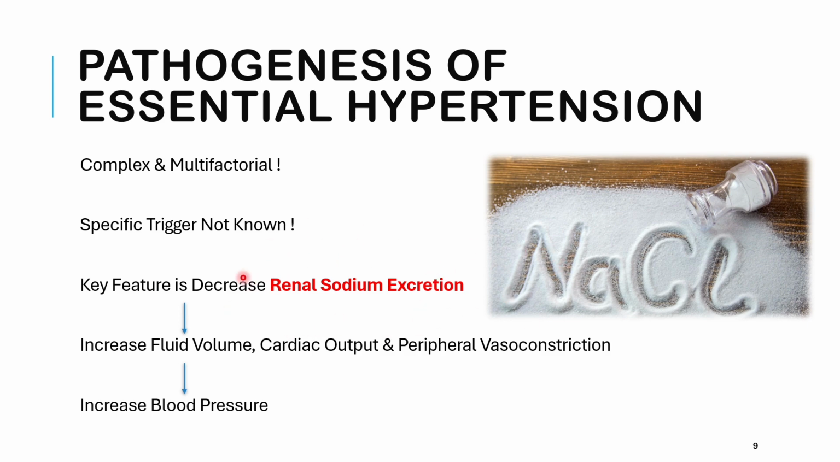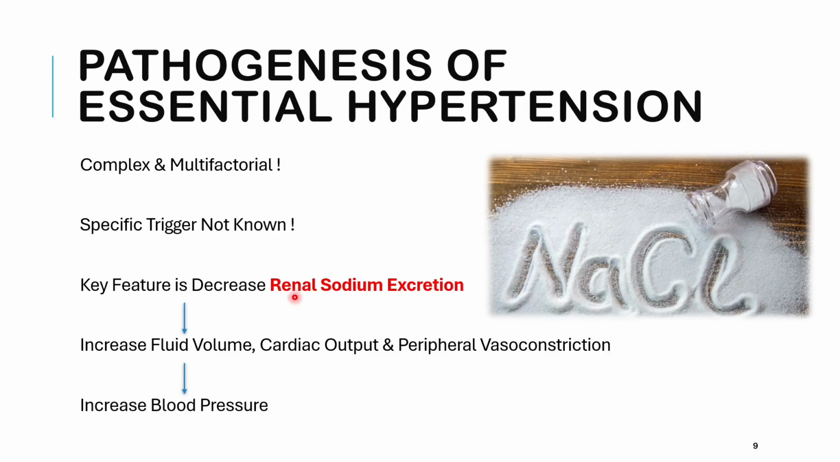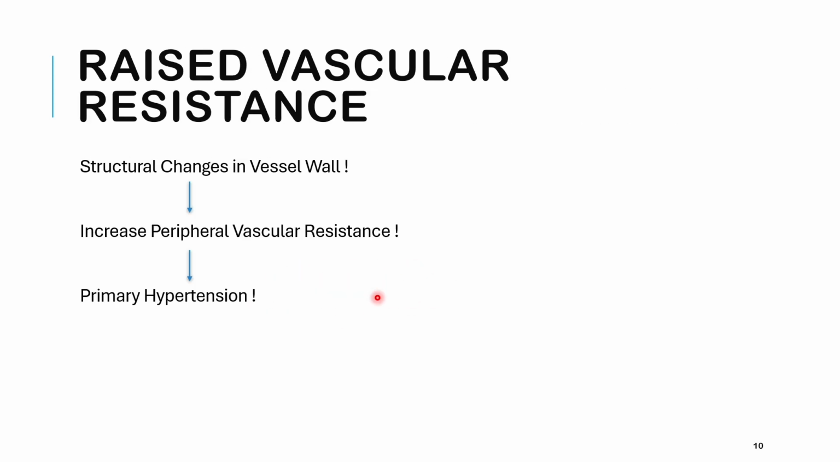So if you have less sodium excretion in your urine, there will be more sodium reabsorption in the kidney, which will ultimately attract water. So increased blood volume, increased fluid volume will lead to increased cardiac output, increased peripheral vasoconstriction, and that will lead to increased blood pressure. So the key event is reduced renal sodium excretion.